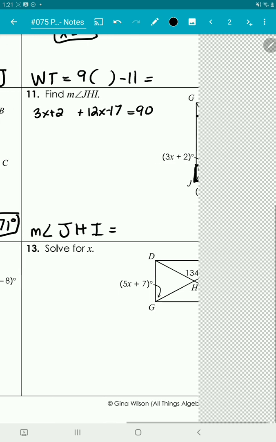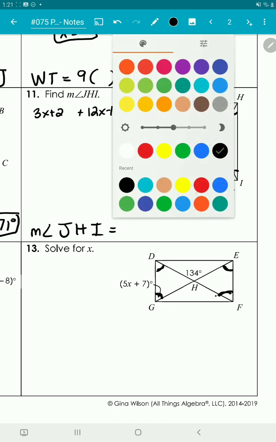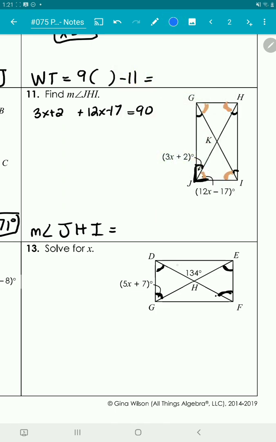And now, lastly, I'll go ahead and look at this one. So, we again know that these ones are the same. We know that these ones are the same. I'm actually going to show you how to set this one up, because it is kind of a lot. And we know that these ones are the same.